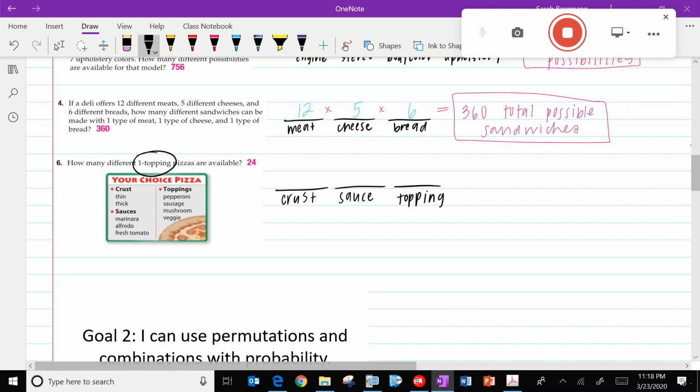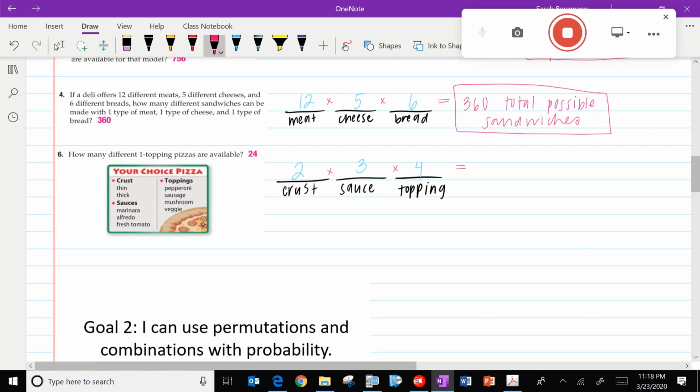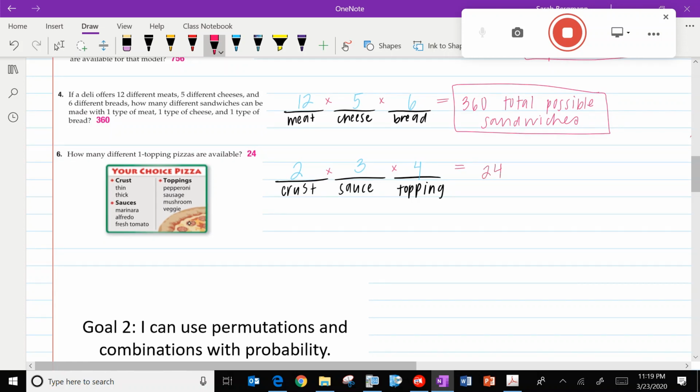So now I need to list how many possible outcomes there are for each event. For the crust, I have 2 possibilities. Sauces, there are 3 possible choices. Toppings, there are 4 possible choices or outcomes for the event. In order to get the total number of outcomes, I multiplied 2 by 3 by 4. So there are 24 possible pizzas.